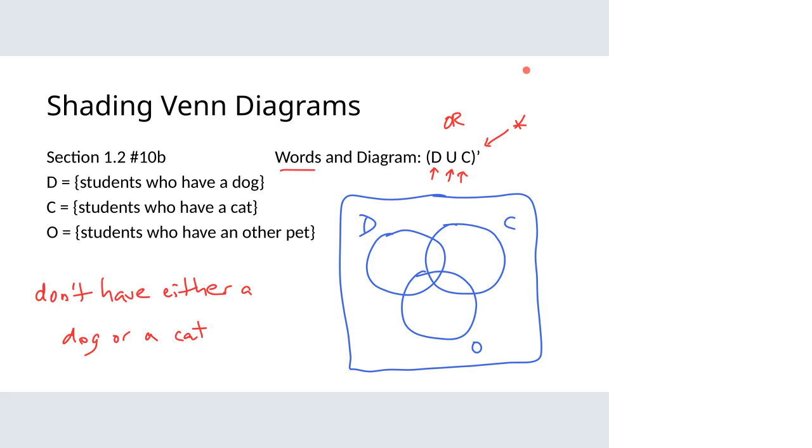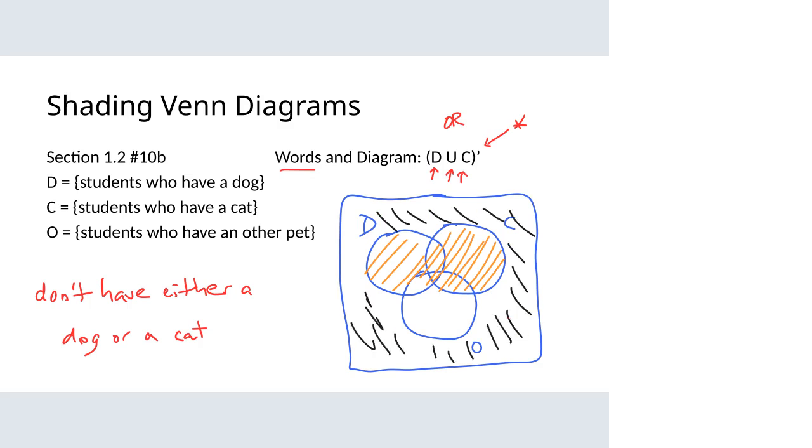Well, D union C is all of this. And then if I want the complement of that, I didn't leave myself a ton of space here, but I'll just shade it a different color. The complement of that is going to be everything else. And so what I would end up with for this diagram shaded would really just be down here and out here. And so that would just be regions 7 and 8. That's it.